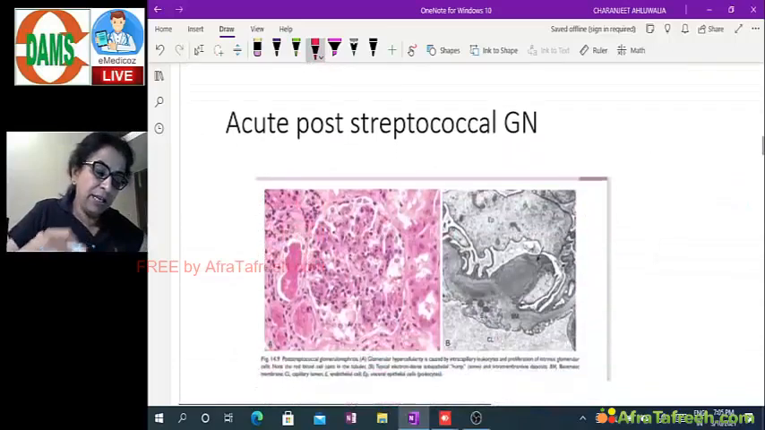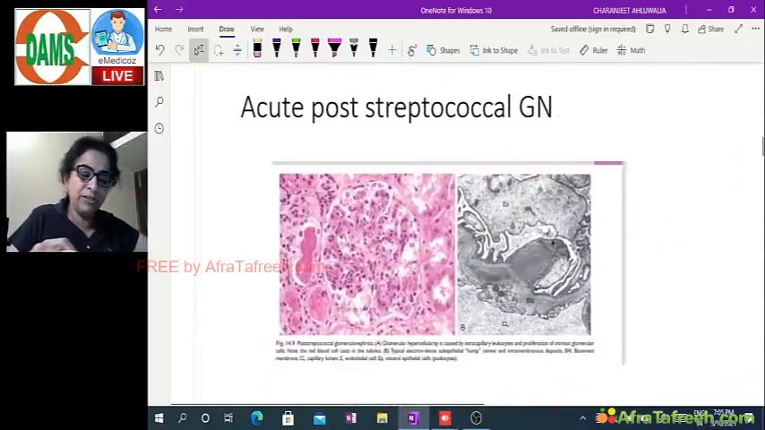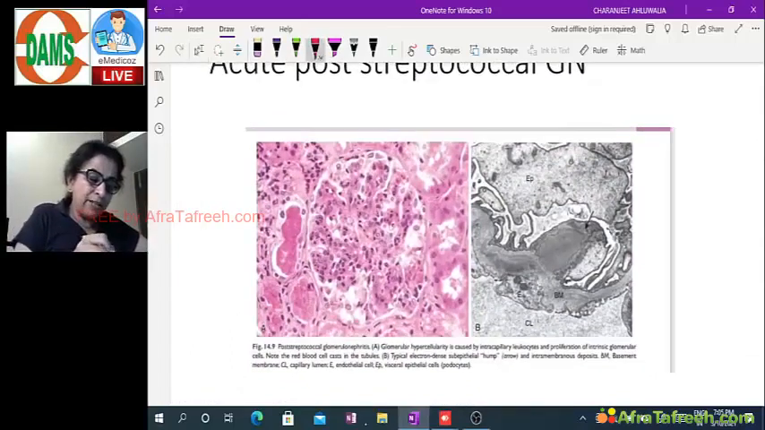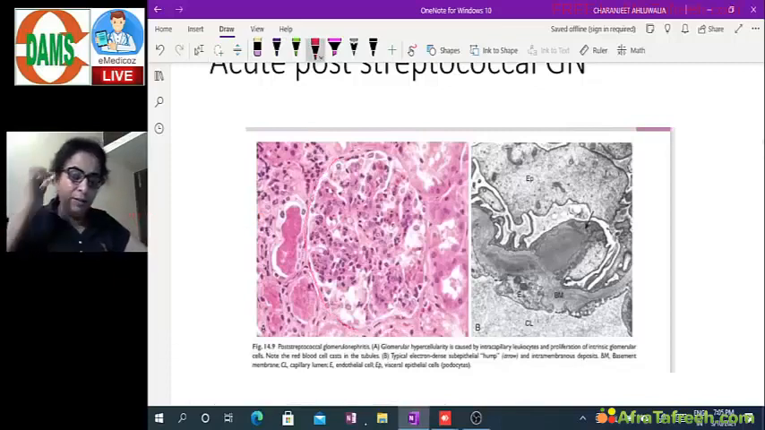Okay, now we come to the images. This is acute post-streptococcal glomerulonephritis. Now look at this glomerulus here. This glomerulus is appearing hypercellular. This is a hypercellular glomerulus, and this is an electron microscopy image.